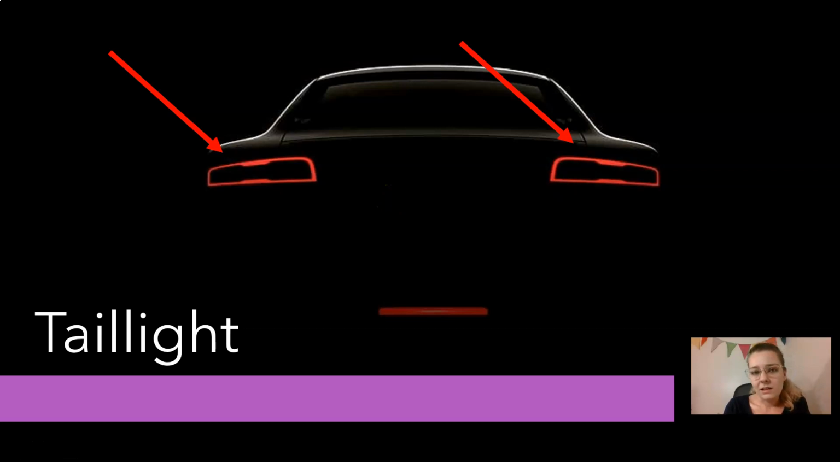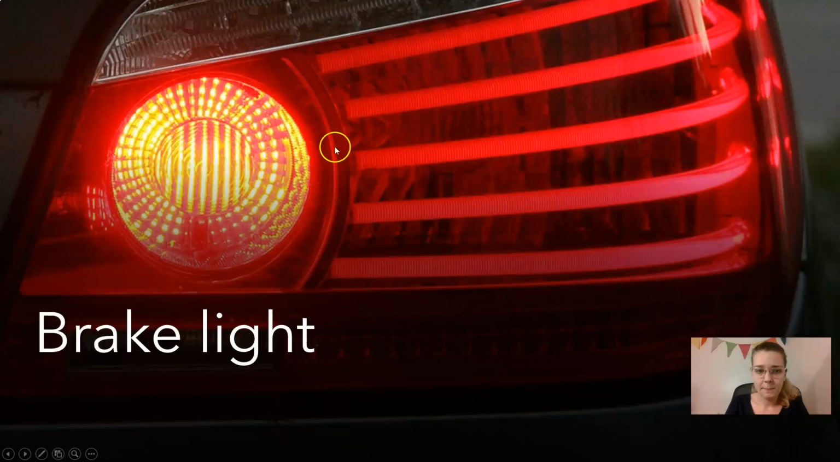Next we have tail light. So your tail lights are so the cars behind you can see you at night. The tail lights are just always on when it's nighttime. If you have your headlights on, then your tail lights are also on. They're just the lights in the back of the car.